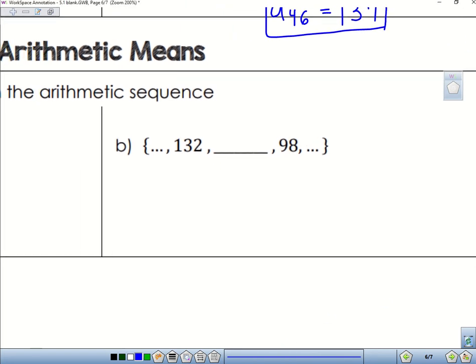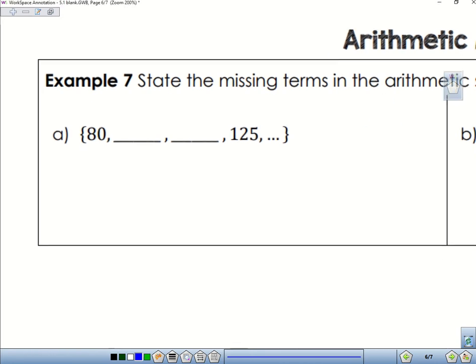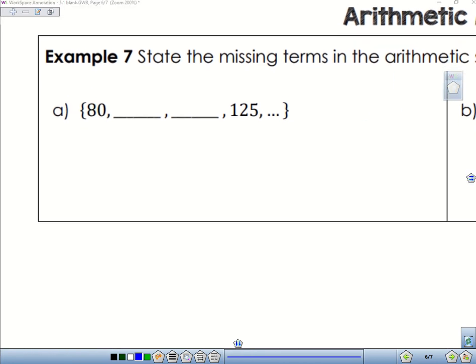I think 2 more things. So the next thing we're going to talk about is the arithmetic mean. So the arithmetic mean is basically when you have missing terms in the middle and you have to figure out what these terms are. Luckily, there's a pretty straightforward way to figure this out. So the easiest way is take the larger number, subtract away the smaller number that you know, and do that calculation. And I get 45.